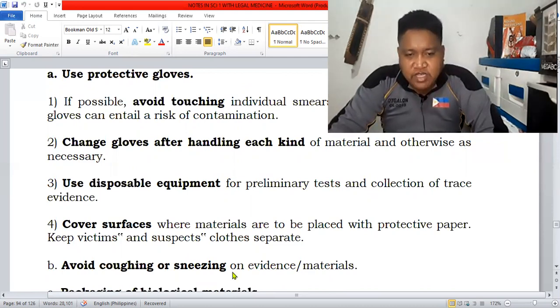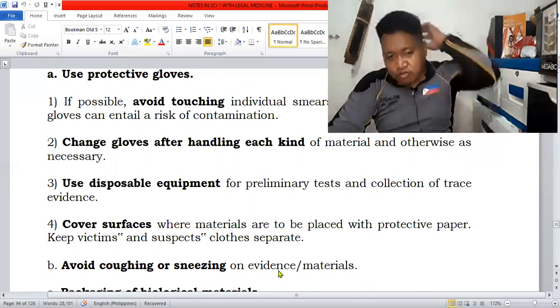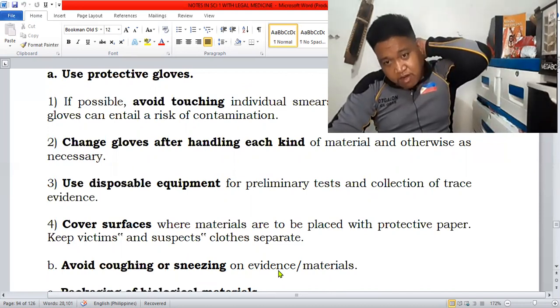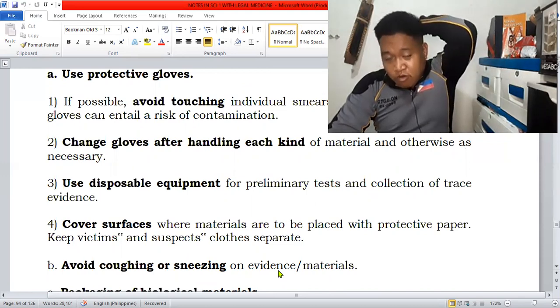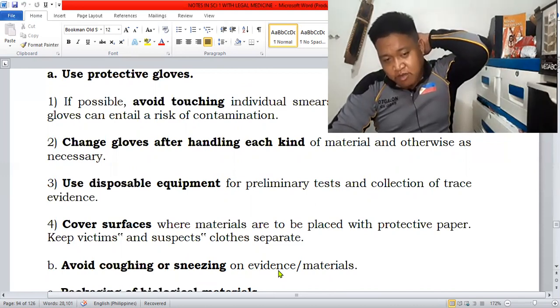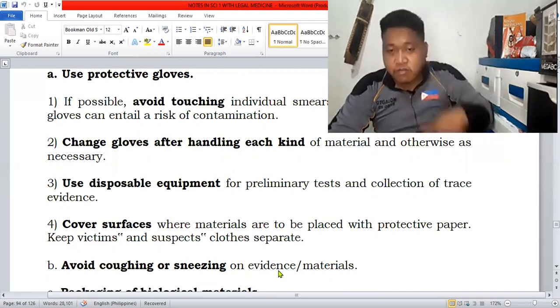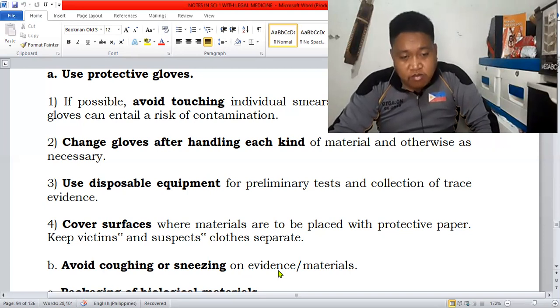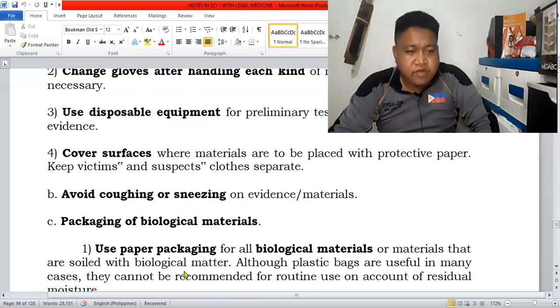Avoid coughing or sneezing on evidence materials. That is true, no? Whatever comes out of your body may contaminate the evidence or even become evidence against you. Also, because of the coronavirus pandemic, you have to wear a mask. Even if there is no pandemic, it is practical to wear a mask to avoid this occurrence. Packaging of biological materials.